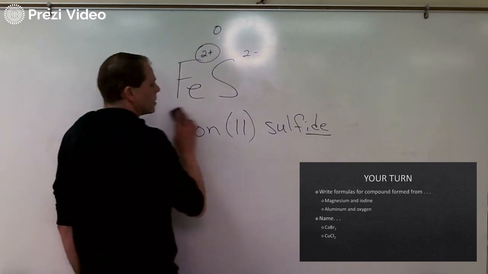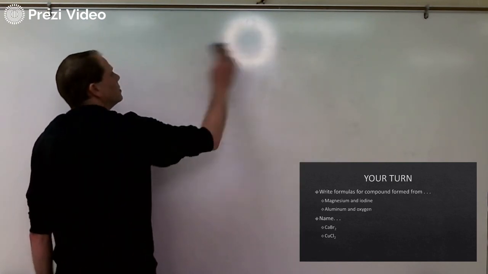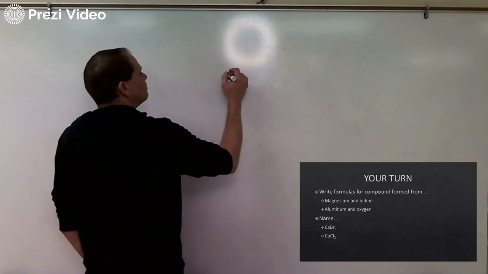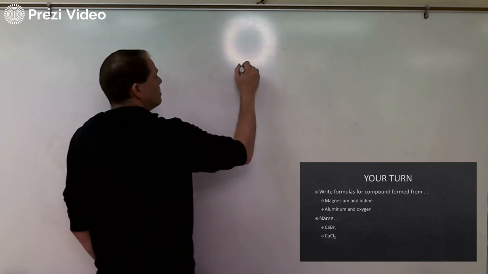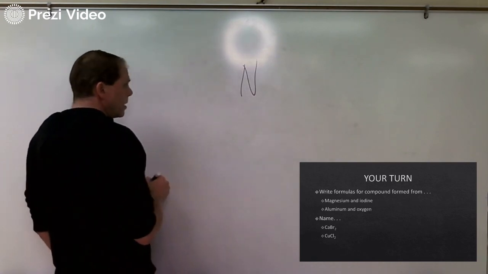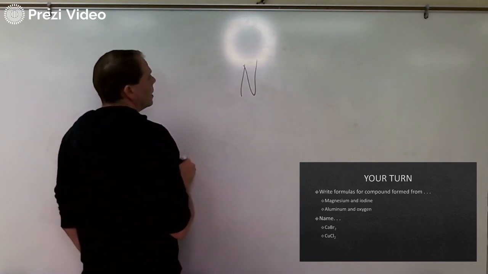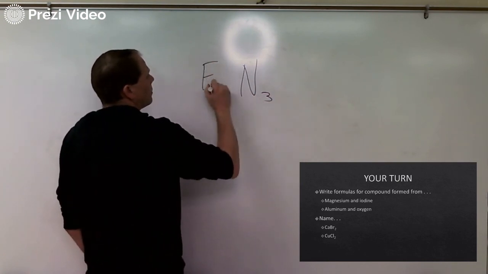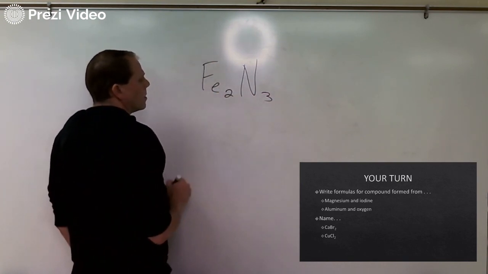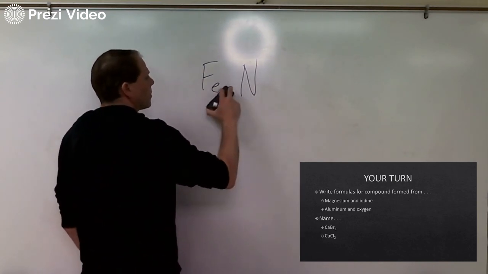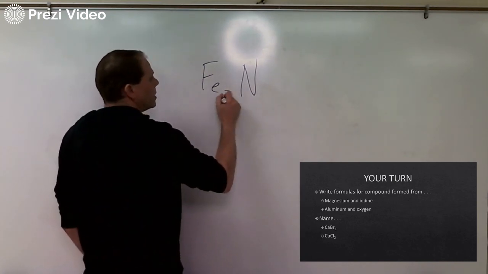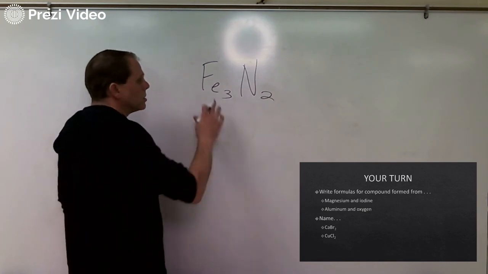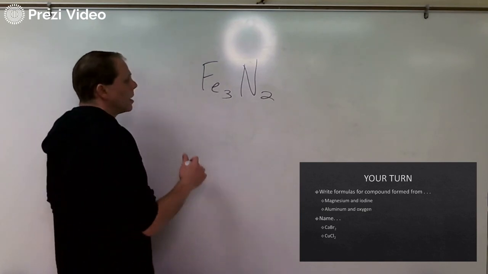Okay, let's try something that's maybe a little bit different. Let's say I have a nitrogen at the end, and let's say I have 3 of these irons and 2 of these nitrogens. Can I now determine what my overall charge of iron will be? What's my iron compound going to be?